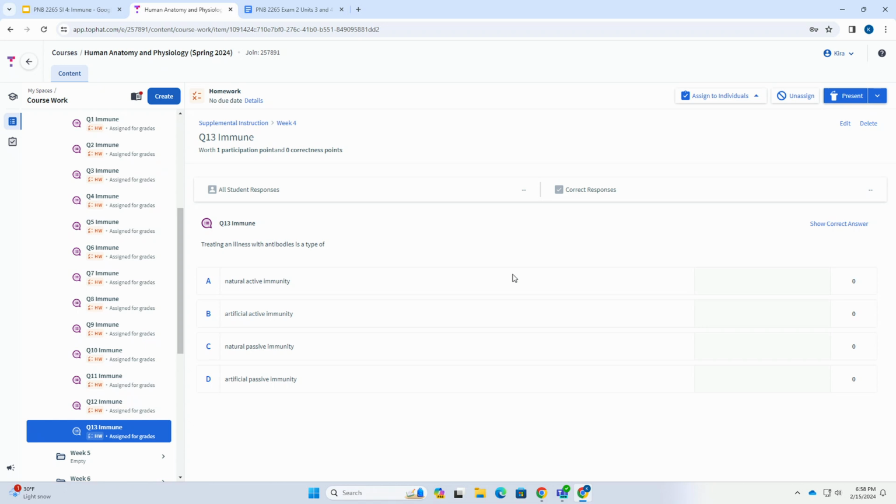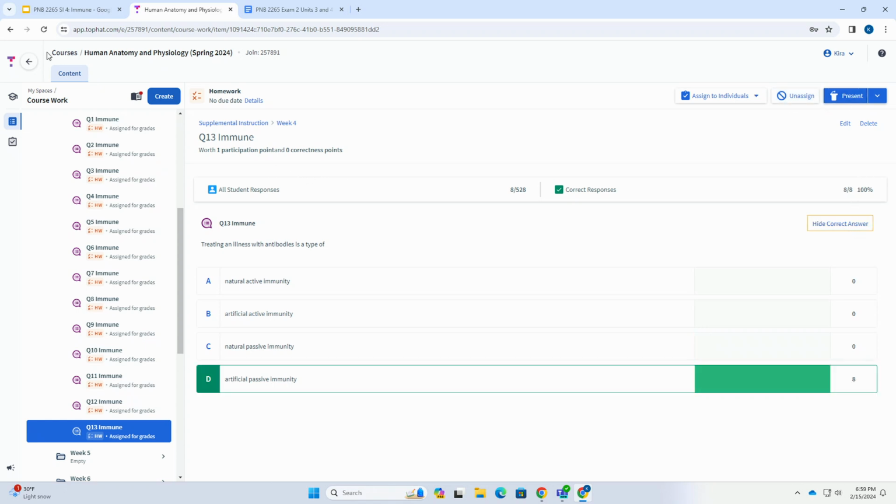Treating an illness with antibodies is a type of... yeah, so that's what we just talked about just now. Artificial passive.